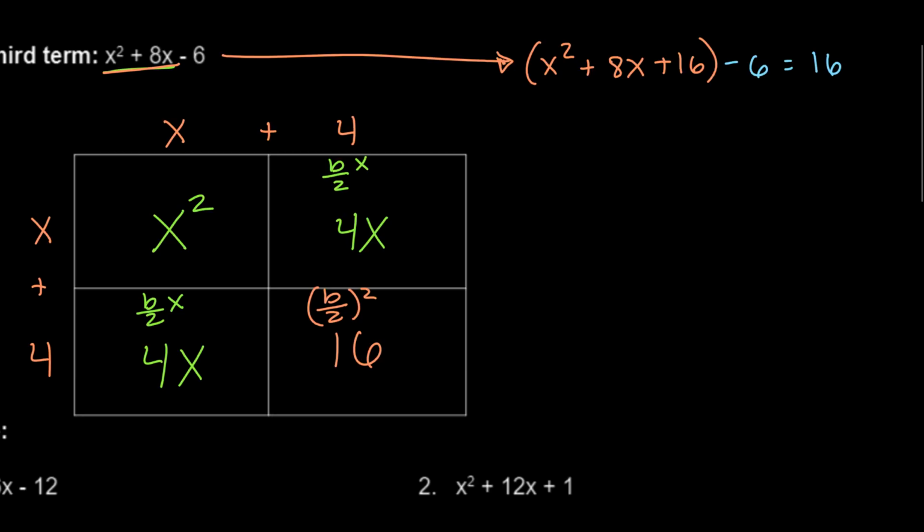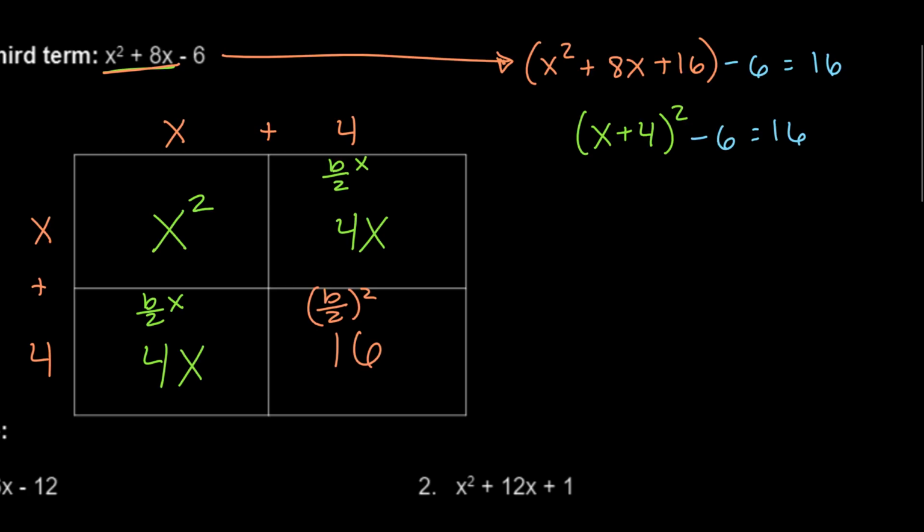So now, what can we replace this x squared plus 8x plus 16 with? X plus 4 squared. And we still keep the minus 6 equals 16. Now what do you think I do? So I'm trying to get it into vertex form. This is the base of my vertex form, right? Having this x plus 4 squared. All vertex forms have that.